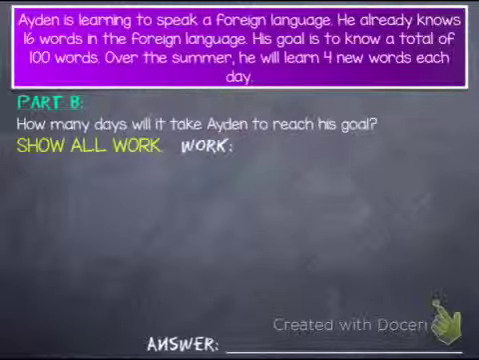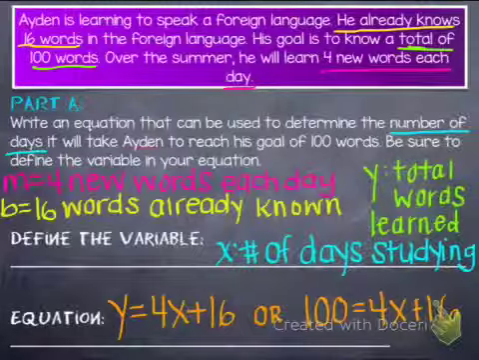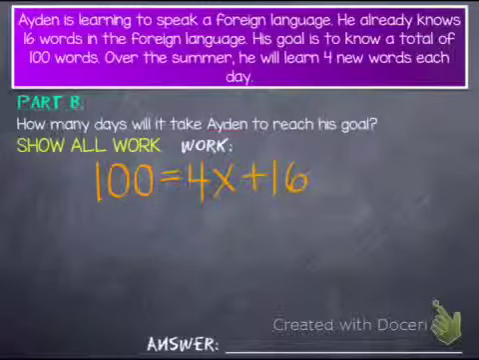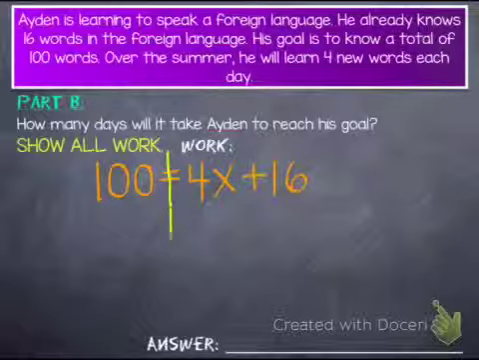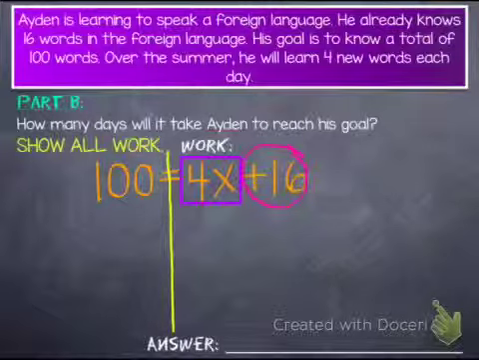Part B, how many days will it take Aiden to reach his goal? So using the formula that we just came up with on our last part, we're going to use the one where we've substituted 100 for the total number of words he learned. We're going to actually just go ahead and we're going to solve for x to find that number of days that he is going to have to take to reach his goal. So if you want to do a traditional, how we usually do, over here we've got 4x, and then we've got 2 number terms. So I have a 16 here and 100 here.